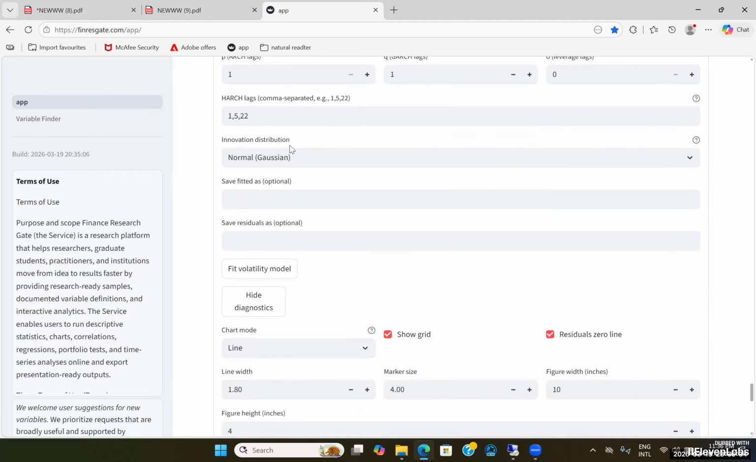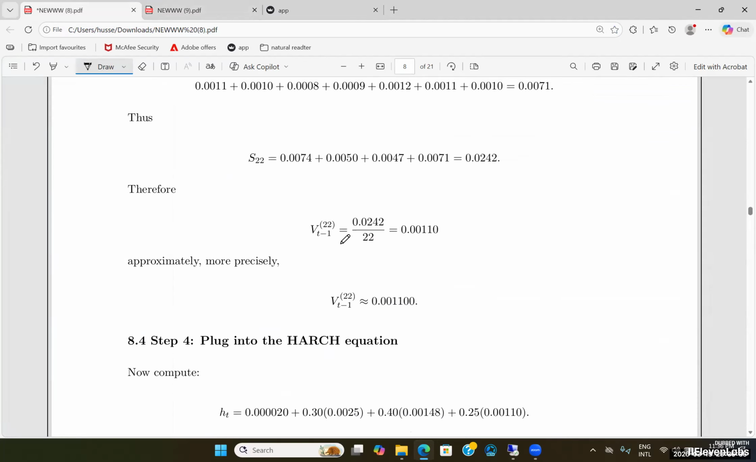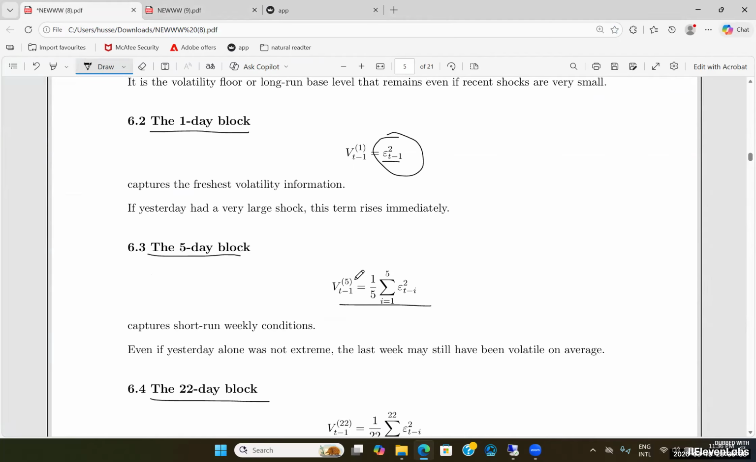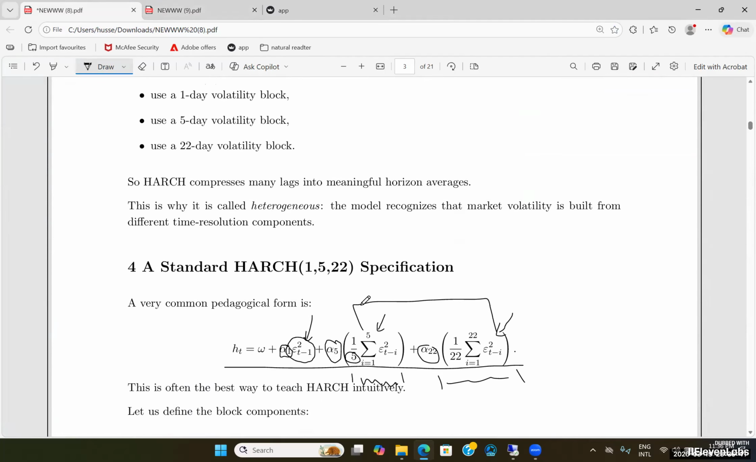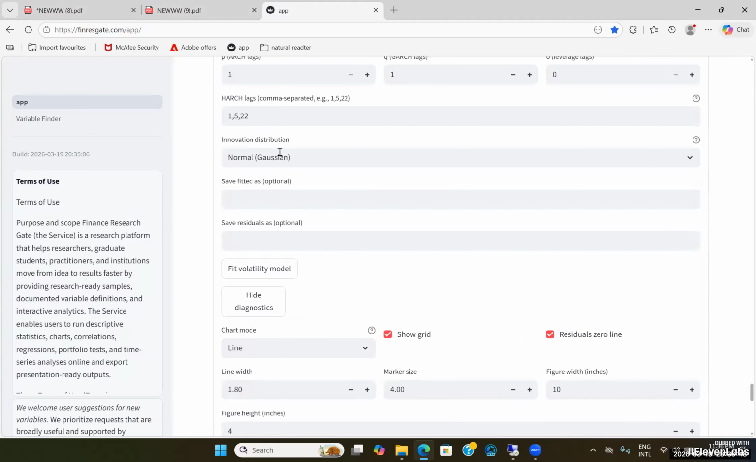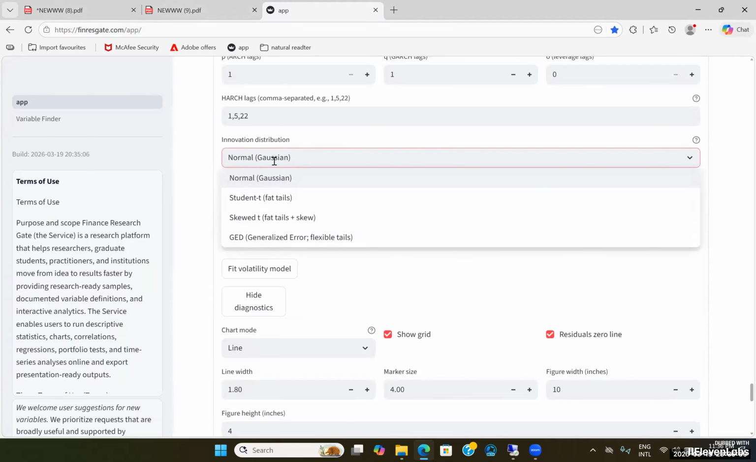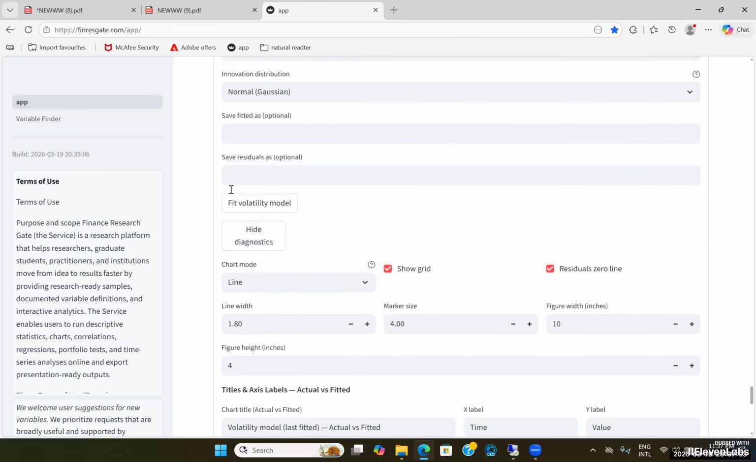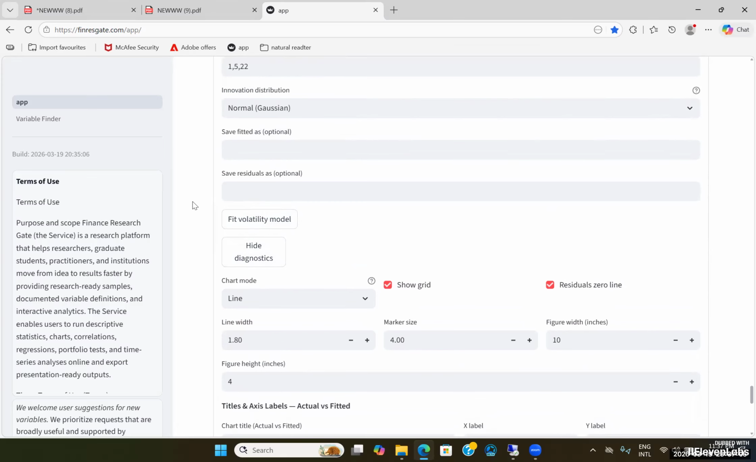The innovation distribution is specifically related to the Z value that we mentioned before. It generally tends to follow a normal distribution. So you have the option to select the standard Gaussian distribution. However, if you believe that the distribution of these error shocks actually exhibits a fat tail, then you are able to choose that. Similarly, if it possesses any degree of skewness, you can select that particular option and so forth. We'll select the normal one, then fit the volatility model.